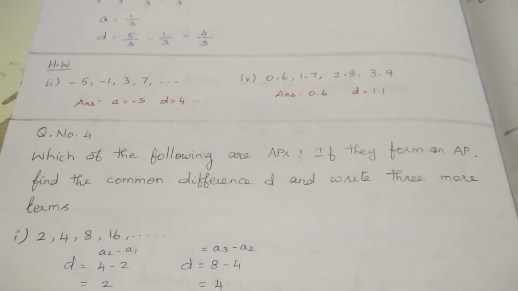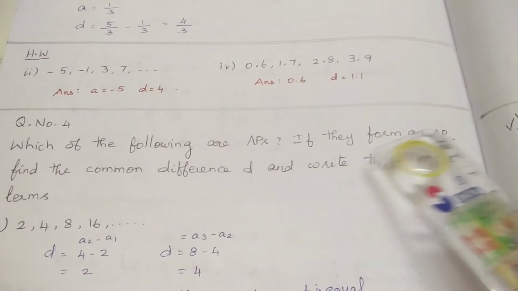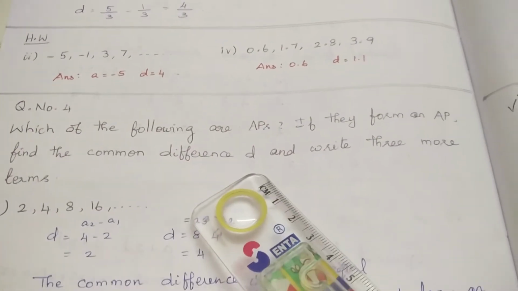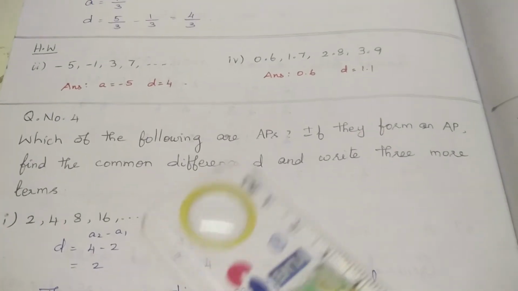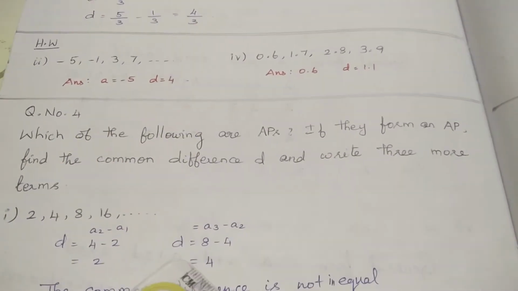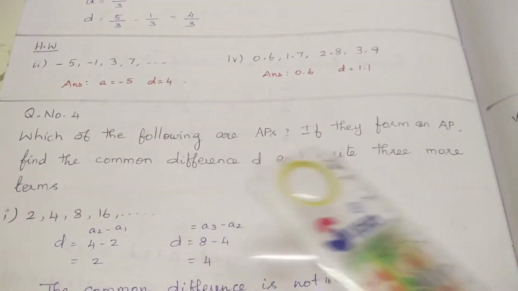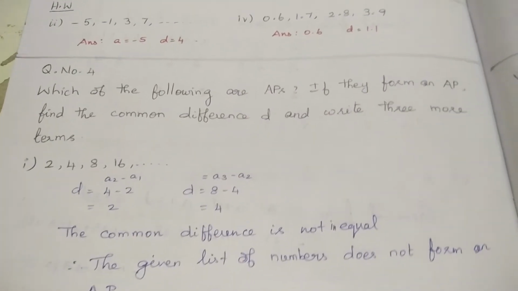And then question number 4: which of the following are APs? If they form an AP, find the common difference D and write 3 more terms. Here you have to check whether the given list of numbers is an AP or not. If it is an AP, you have to find the common difference and then find the next 3 terms. So 2, 4, 8, 16.